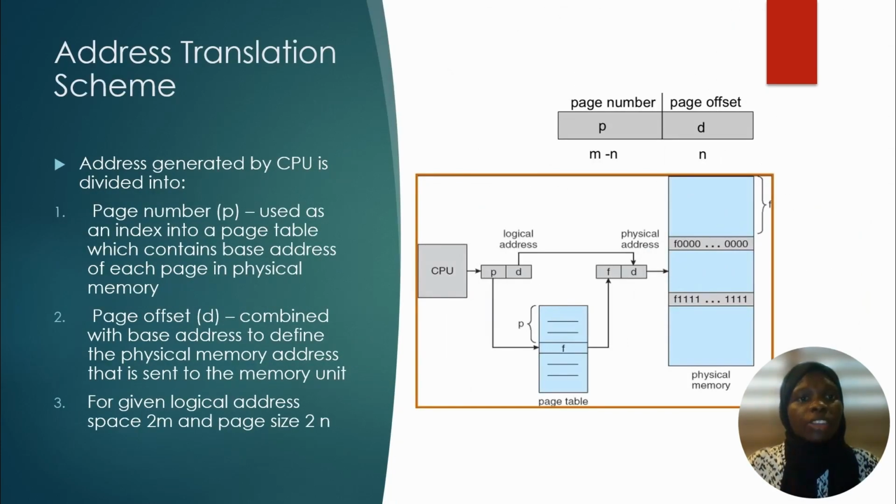Address translation scheme. The address generated by the CPU is divided into page number and page offset. The page number is used as an index into a page table, which contains the base address of each page in physical memory. The page offset is combined with the base address to define the physical memory address that is sent to the memory unit. For a given logical address space 2^M and page size 2^N.